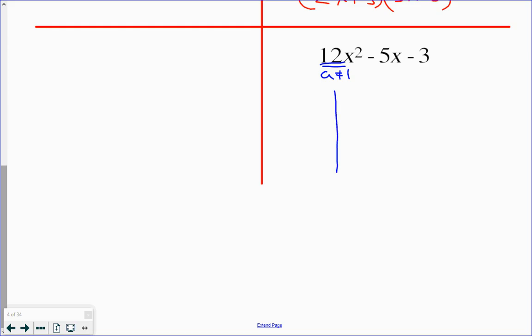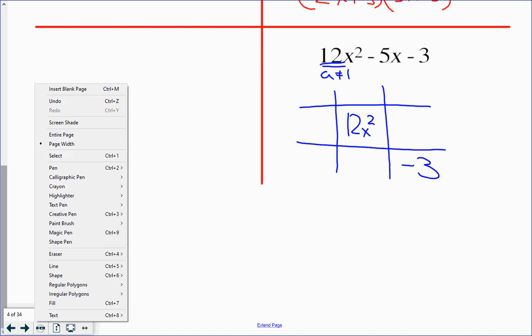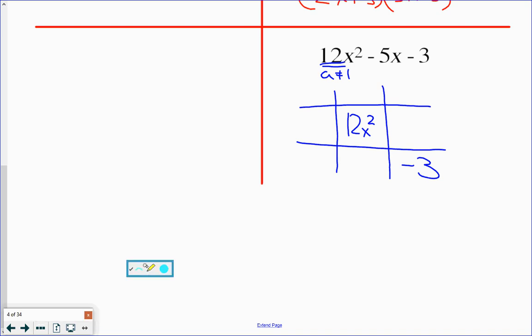So again, because a does not equal 1, what makes this question harder is the fact that this is subtract. So we have negatives to deal with. If you struggle with those integers, you're going to use your calculator. Okay? So start off the same. The 12x squared goes in the center square, the negative 3 goes in the bottom right, and the diagonal is the center number.